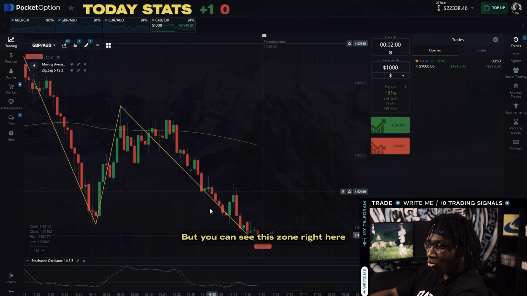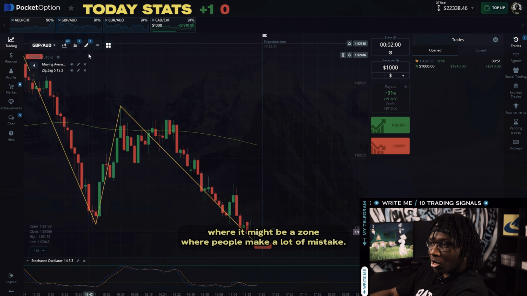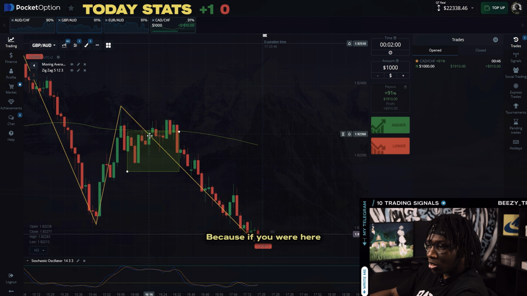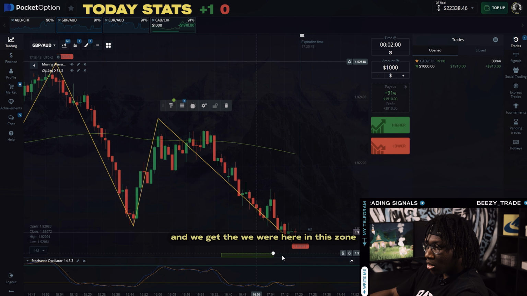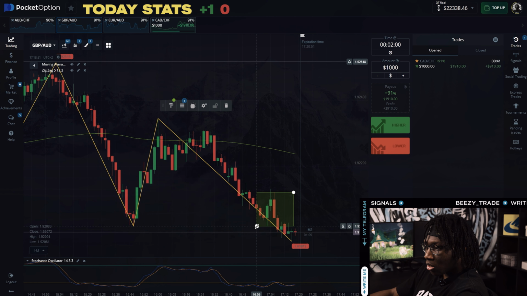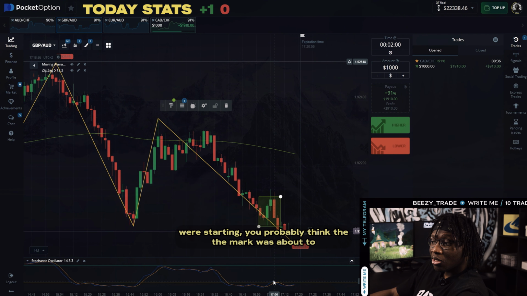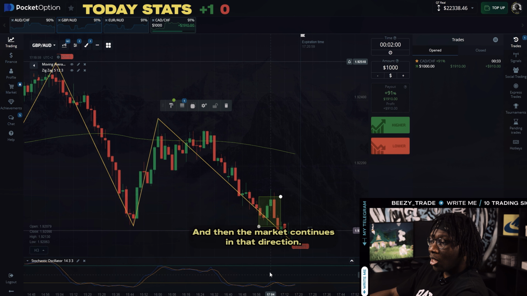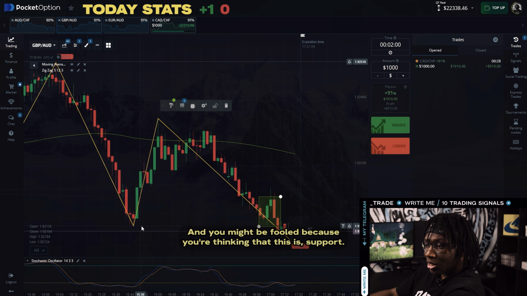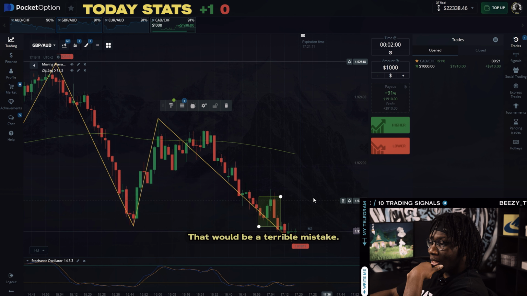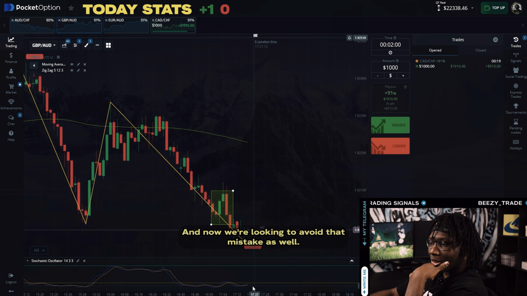But you can see this zone right here, where it might be a zone where people make a lot of mistakes. Because if you were here, in this zone, right when these first two candles were starting, you probably think that the market is about to pull upwards, right? And then the market continues in that direction. And you might be fooled because you're thinking that this is support right here, and that the candle was going to bounce off of it. That would be a terrible mistake. And now we're looking to avoid that mistake as well.